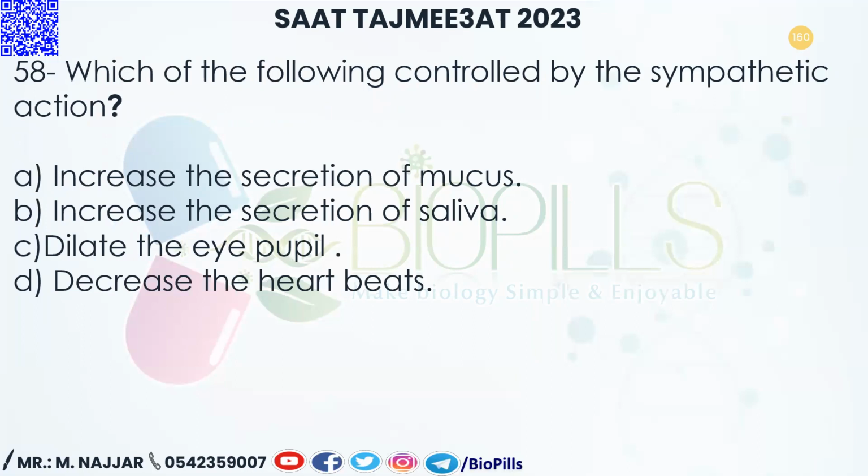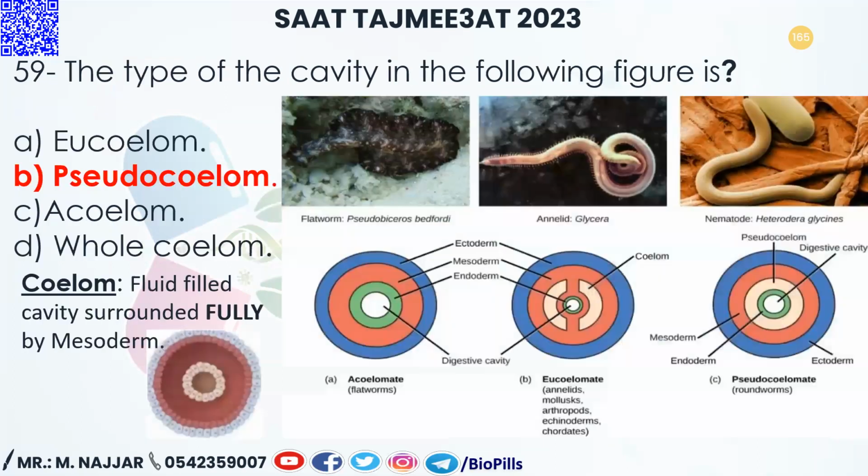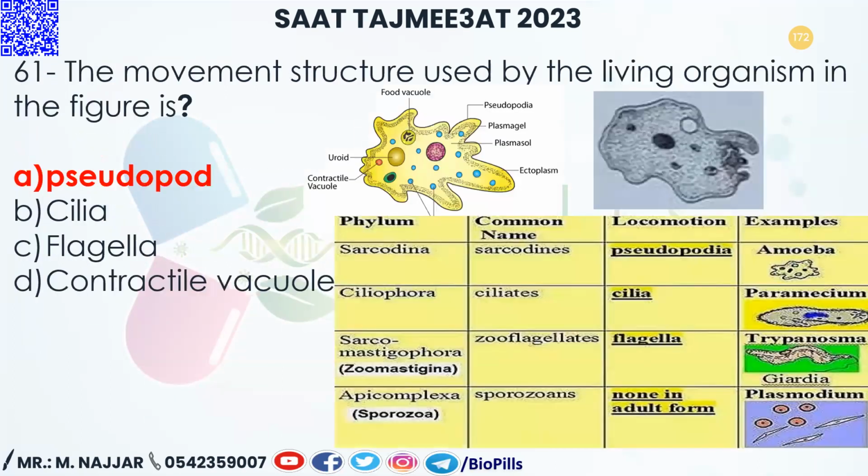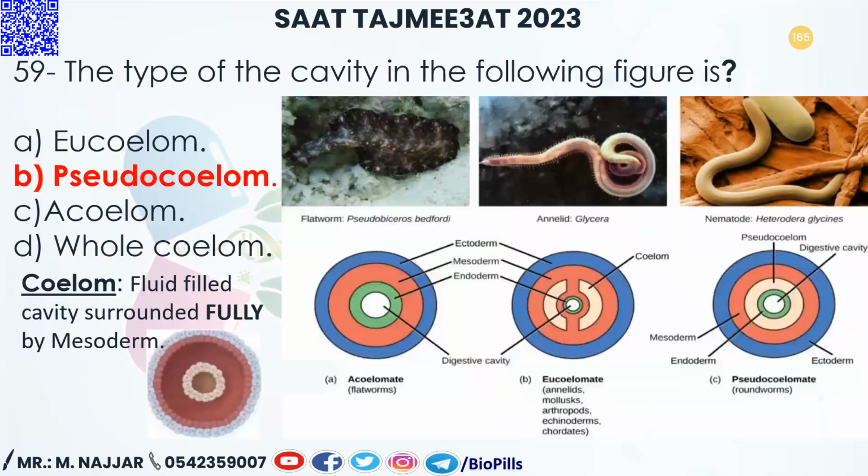Which of the following is controlled by sympathetic action? What is controlling? Yes, dilating the eye pupil is sympathetic. Yes, exactly. All of the rest are parasympathetic.